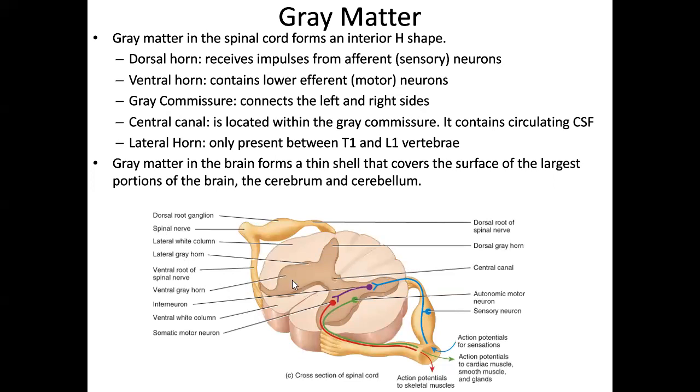The ventral or anterior gray horns are going to be where you find the cell bodies of somatic motor neurons. And then in certain segments of the spinal cord, you're also going to find what we call lateral horns. Okay? And these are only present between T1 and L1 vertebrae, which, if you think about it, is like the middle segment of your spinal column.